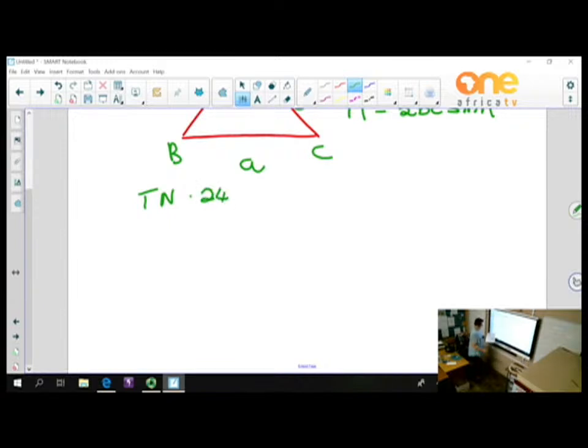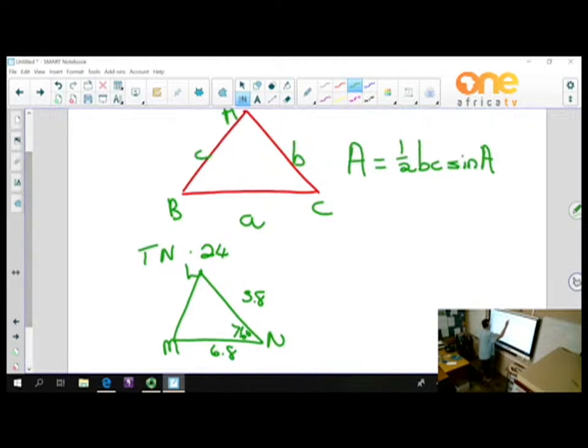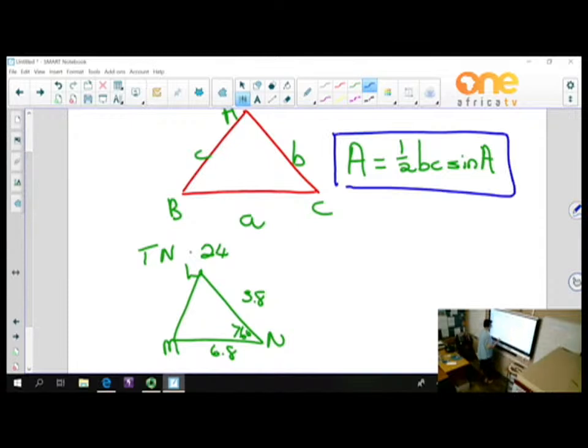In the triangle LMN, now I'm going to draw it just to get the idea. LMN, what are we talking about here? And they say MN is 6.8. NL is 3.8 and N is 76 degrees. There you can see it's the two sides and the included angle. So we're using this formula, half BC sine A. This is what we're working with here now.